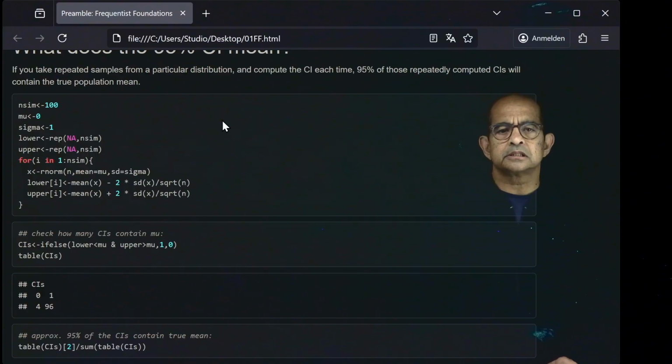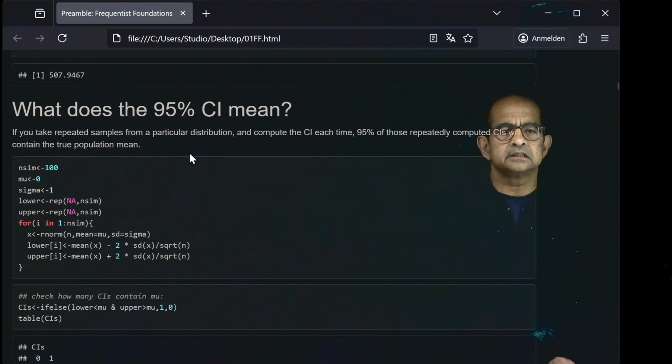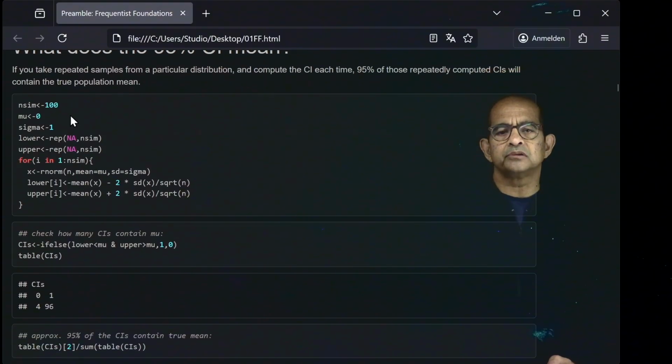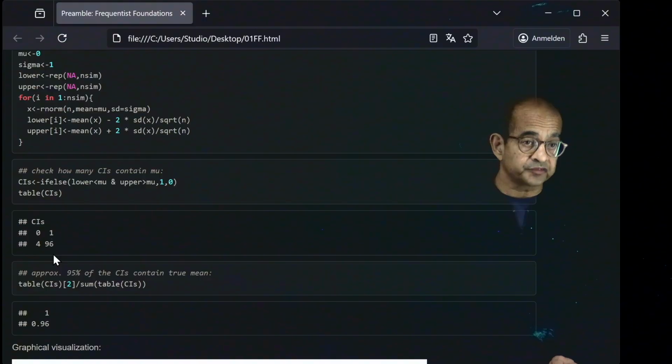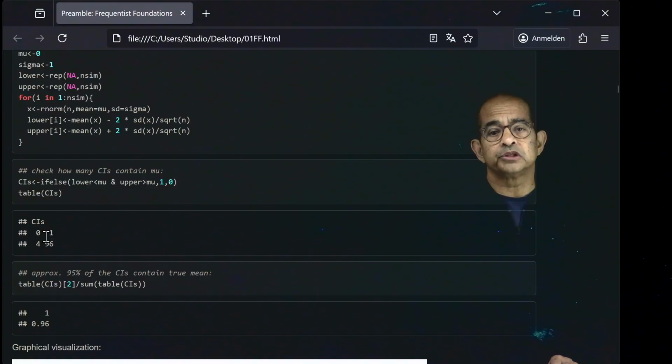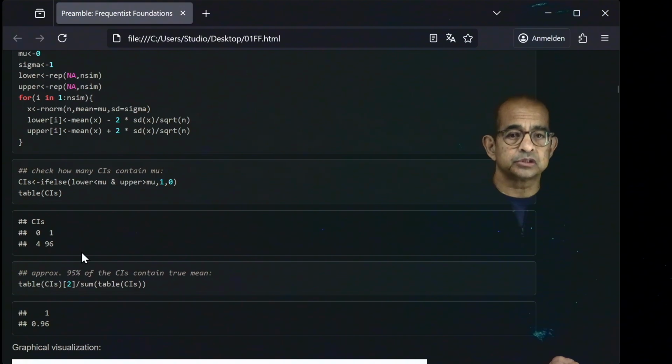So coming back to this little simulation here that illustrates the meaning of the 95% confidence interval, what I'm doing here is that I'm just running 100 simulations from a particular distribution, so a standard normal distribution with mean 0, standard deviation sigma 1, right? And then I'm computing the lower and upper bounds of the confidence intervals repeatedly, and then I check what proportion of those 100 confidence intervals contains the true mean. So what you can see is that roughly 95% of those confidence intervals contain the true mean.